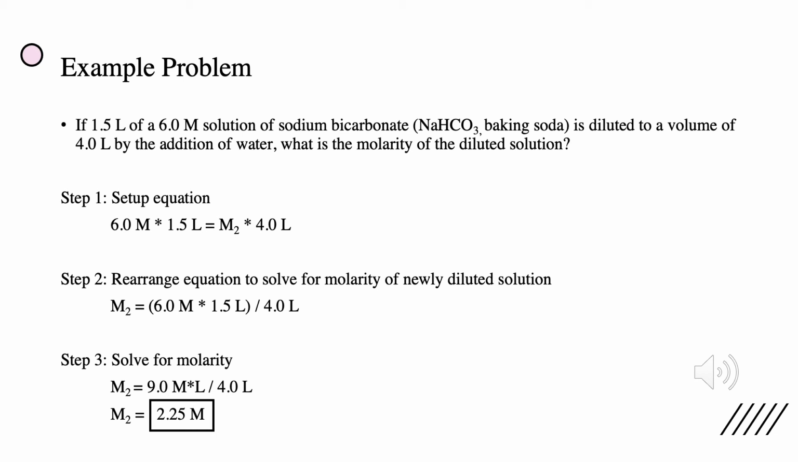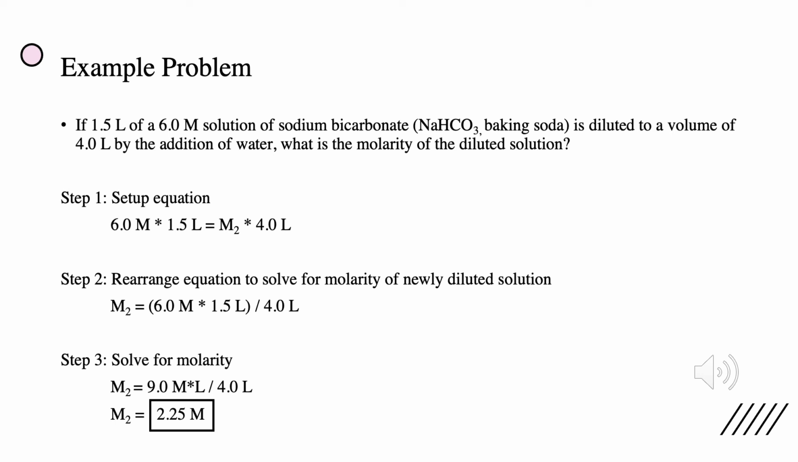Now in step one, what we're going to do is set up our equation. Of course, we know that equation to be M1 times L1 is equal to M2 times L2. So we will get our given values and plug them in. And now we have 6.0 molar concentration times 1.5 liters is equal to M2, which is what we're trying to solve for, that's our unknown, times 4.0 liters.